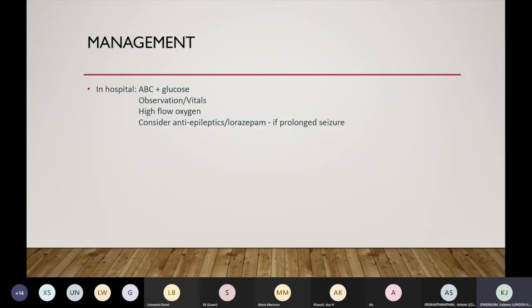If they're in hospital and a seizure happens, you would obviously go down the ABC route, and most importantly, never ever forget glucose, because hypoglycemia could again be a reason why the child might be seizing. Whilst they have the seizure, you would also do observations, particularly looking for desats, give them high flow oxygen, and obviously if it's a prolonged seizure going on for more than 5 minutes, we follow the seizure algorithm where we think about anti-epileptics and lorazepam.